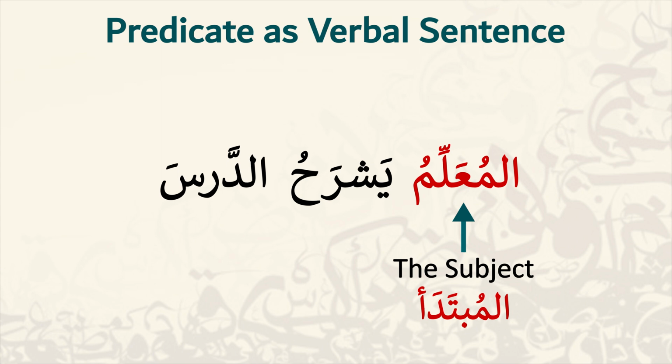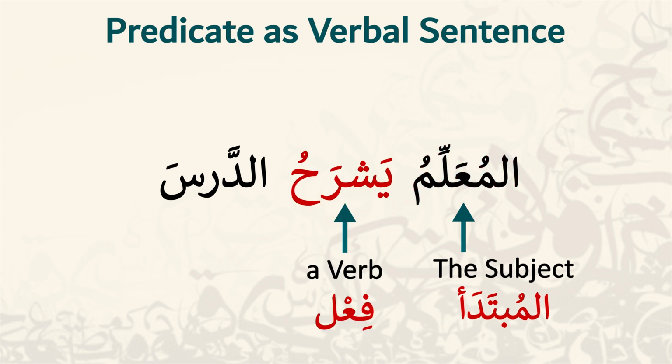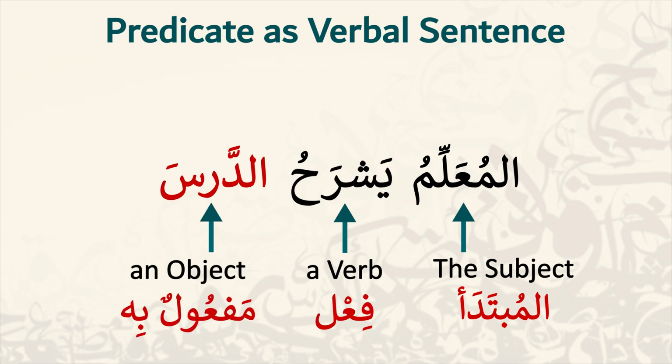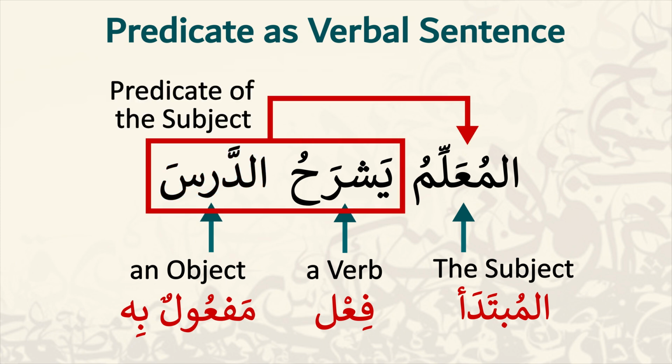After that, we see a verb, يشرح, which is telling us that we begin a verbal sentence that contains a verb, a subject, and an object. The verb is يشرح. The subject is a hidden pronoun. We will understand what it means in the next lesson. And the object is الدرس. But where is the predicate of this nominal sentence? It is the whole verbal sentence يشرح الدرس, as it's giving us information about the teacher, المعلم.